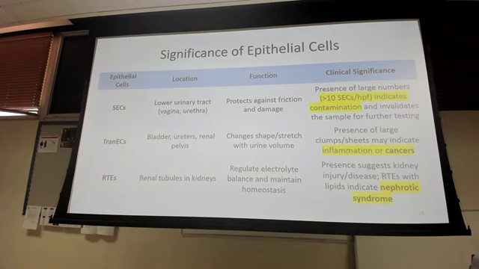Okay, so this is pretty much talking about what I just said, but in a nice chart if you like charts. Squamous epithelial cells are normal, and anything greater than 10 indicates contamination. Transitional epithelial cells are also normal, but if you see large sheets of them, we're thinking inflammation or cancers. And with renal tubular cells, a whole bunch, greater than 3, we're thinking nephrotic syndrome.